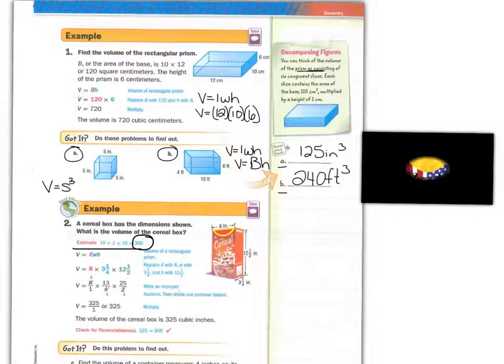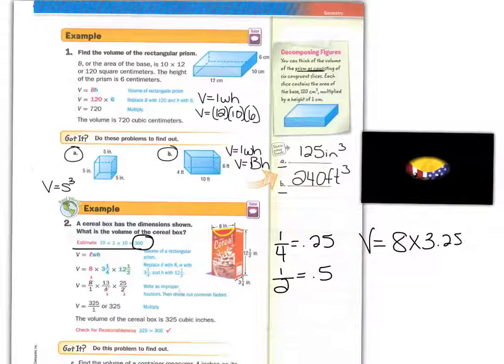Over on the side here, you may also change your fractions into decimals. I'm going to give you some helpful hints on what the decimals are, because you can handle decimals. 1/4 always equals 0.25, and we already learned in previous lessons that 1/2 equals 0.5. So you could change these numbers to volume equals 8 times 3.25 times 12.5 and plug it in your calculator and get your answer, which would be 325. They chose to use the fractions, which is fine.